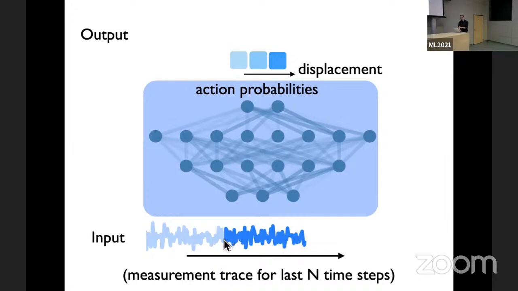And that's important in this case because you see these measurement traces are very noisy. If you only give the current time step, you basically have no signal on which to base your feedback. So you really want to have more time steps in order to be able to average over time de facto. But you don't need to do this averaging yourself. The neural network should learn how to do this. Okay, so that's the input and goes through the neural network. I think here it may even have just been a fully connected neural network, and you get the action probabilities.